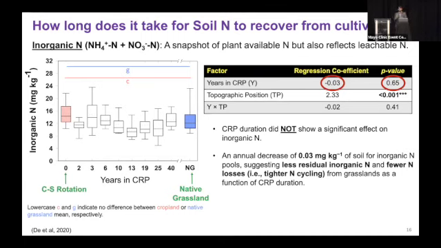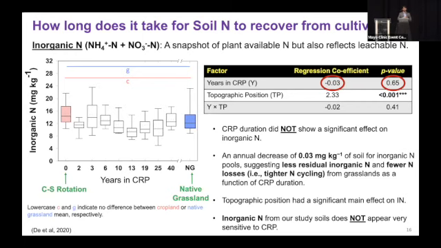When it is decreasing, that is actually good. It suggests there is less residual inorganic nitrogen, which means less nitrogen is being lost, so it is a tighter system, with tighter nitrogen cycling happening within it. Topographic position always had a significant main effect on our inorganic nitrogen. But overall, inorganic nitrogen was not a sensitive indicator for CRP, or this kind of chronosequence, or chronotopo sequence, study.